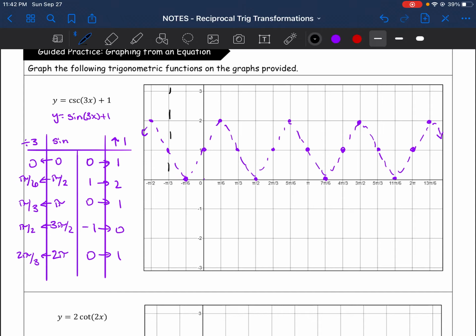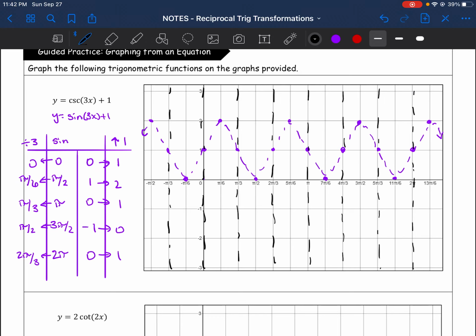So asymptote here, asymptote here, here. You're going to see we're going to get quite a few asymptotes. Okay, so like I said, a lot of asymptotes.